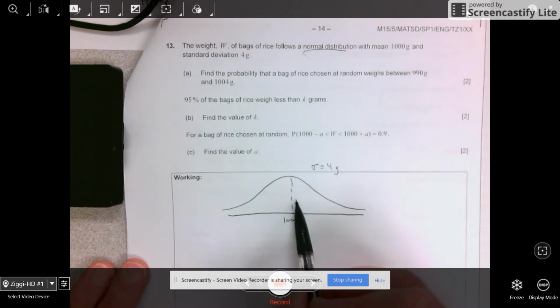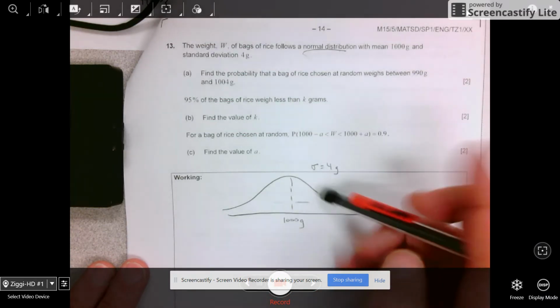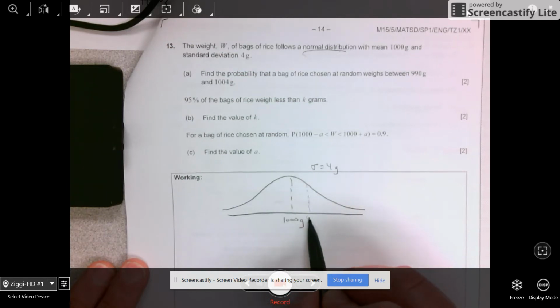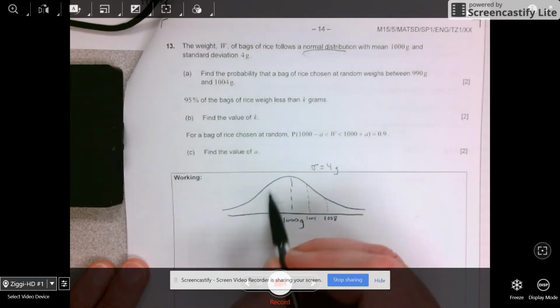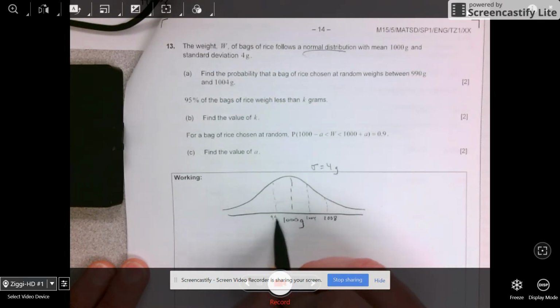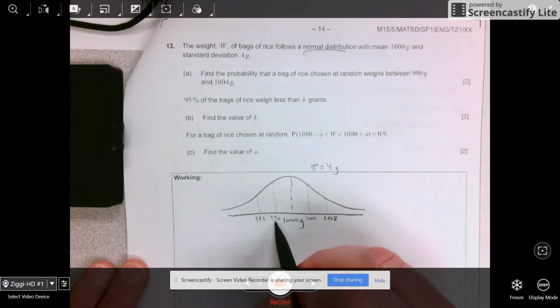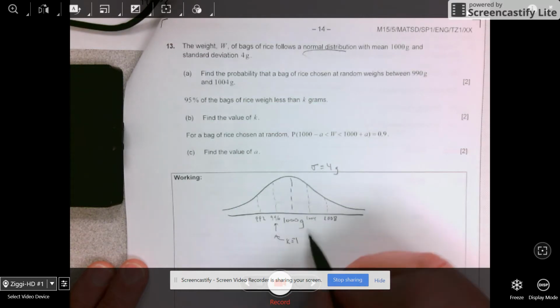So there's bags of rice, and something that is 1,004 grams is the same distance away from the mean as something that is 996. So you could do plus or minus 4. If you were continuing, one standard deviation would be 1,004. Two standard deviations would be 1,008. One standard deviation this way would be 996, 992. Essentially that's one standard deviation, but it's negative, and one standard deviation that's positive.